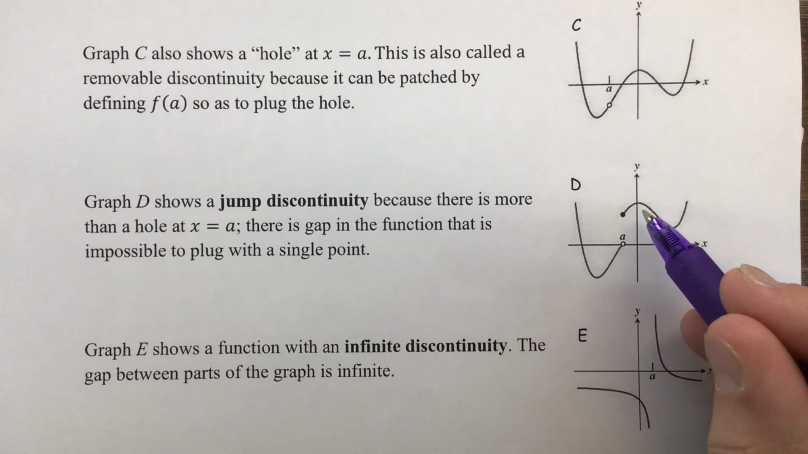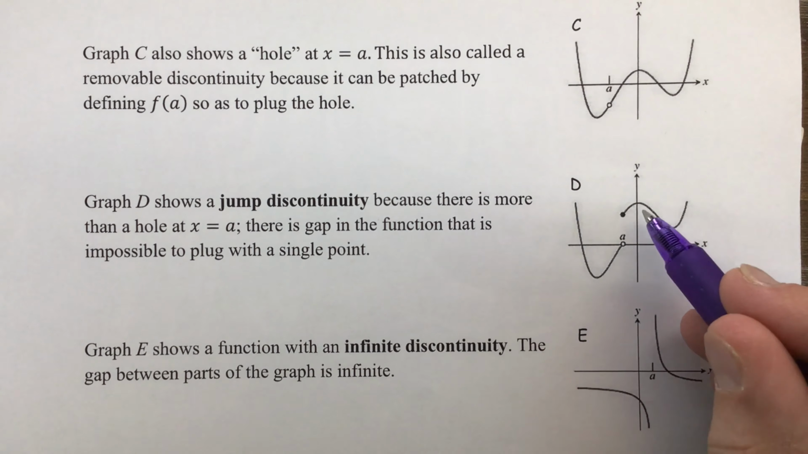So a hole or a removable discontinuity is something that you can easily fix by just plugging in a point. And again, you're not allowed to do that, but it's just the visual of how we might perceive this. A jump discontinuity, you can't patch. You would completely need to move parts of the graph around to do that. Graph E is another example of discontinuity. We would call this infinite discontinuity.